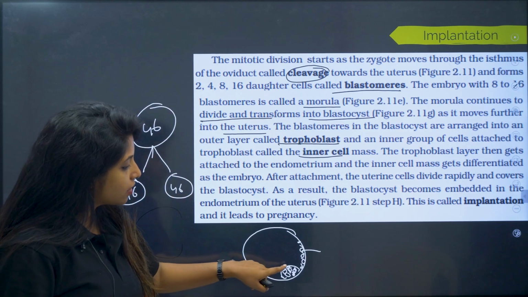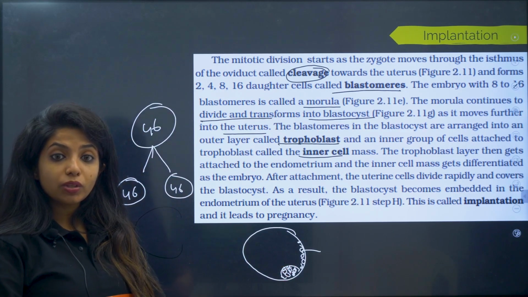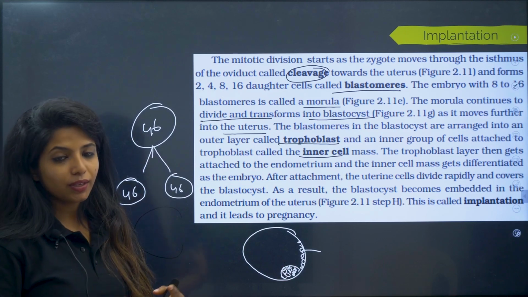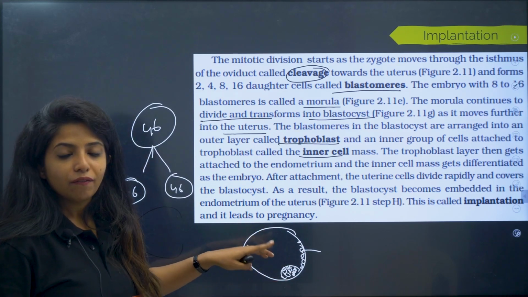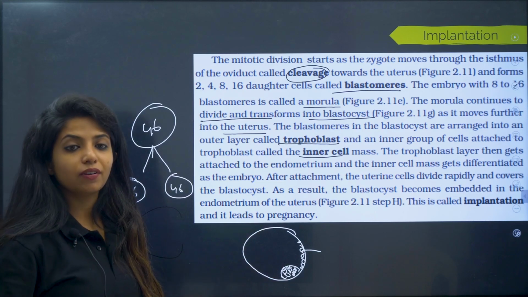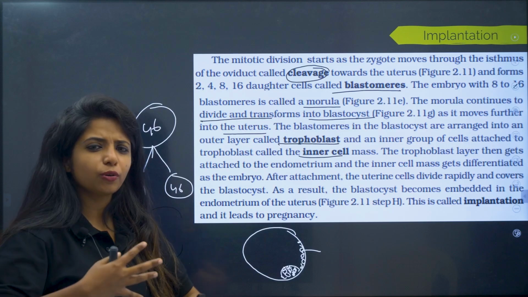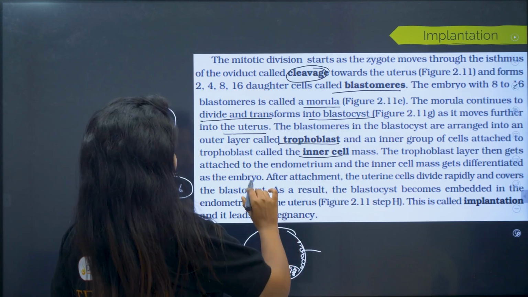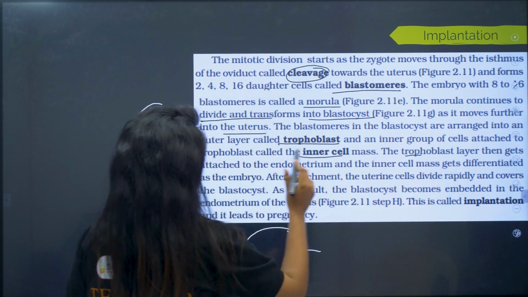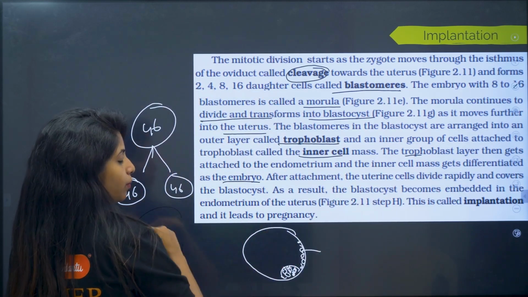And the inner cell mass, this particular thing that you see over here inside, will give rise to the baby, the fetus, the whole body of the fetus. Whereas the trophoblast, the outer layer, will give rise to what? Placenta. It will help in the formation of the placenta, which later is going to provide nourishment to the growing embryo. Later stage, not as of now. So the trophoblast layer gets attached to the endometrium, and the inner cell mass gets differentiated as embryo.